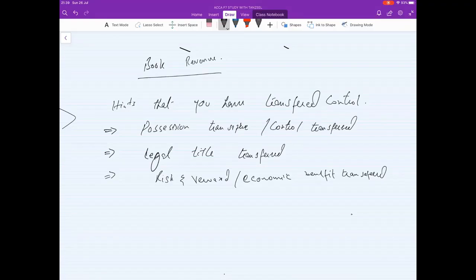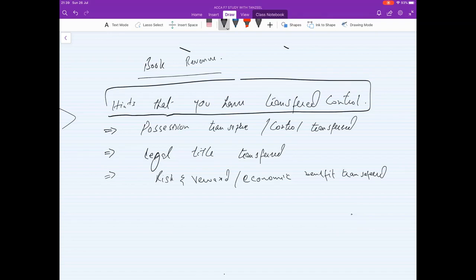So the standard gives hints that you have transferred the control. How can we consider that we have transferred the control? The first is that possession has been transferred. When we have given the possession, it is a hint. Second is legal title. The car was in my name before and now I transfer it to your name, so this is a hint.